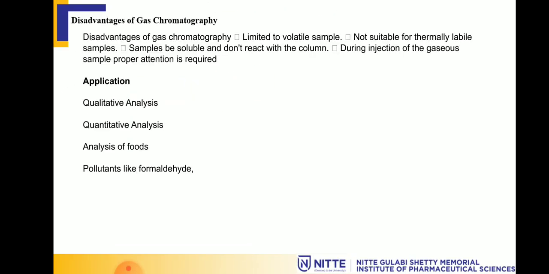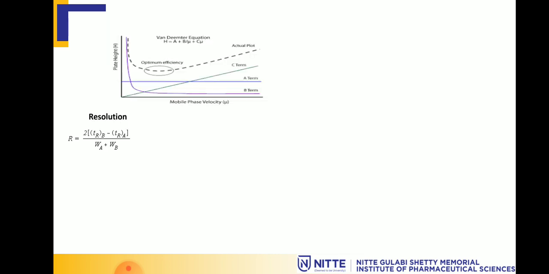So let us now come to the next one. What are the disadvantages? The biggest disadvantage, right? Sorry, I forgot to talk about the resolution. I have given you the formula here. Resolution is 2 times the retention time of sample B minus the retention time of sample A, divided by the width of the peak of A plus the width of the peak of B, right? If you add these two and divide, it gives you the resolution.